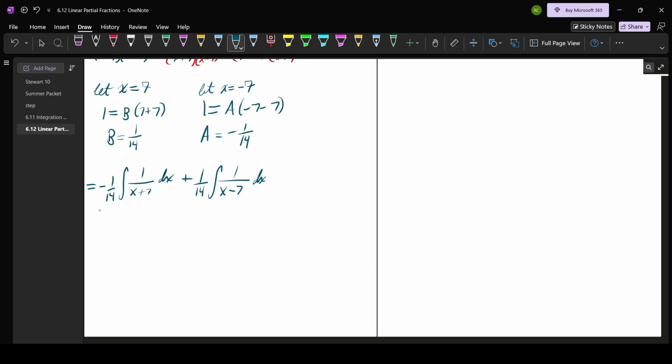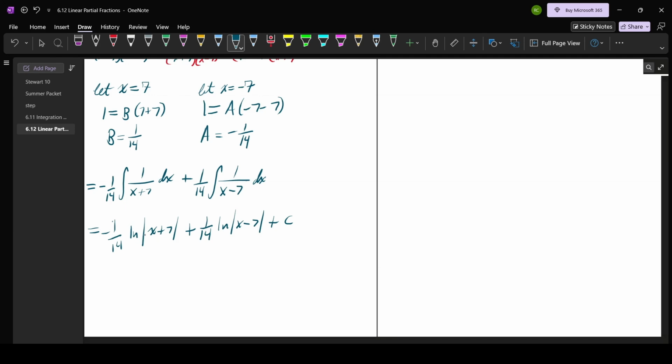If you're in Calc BC, you should already know the integral of 1 over x plus 7 is just the natural log of the absolute value of x plus 7. Same thing, 1 over 14, natural log of absolute value of x minus 7 plus c. Now you could leave it like this. If you look at the answer key, it looks a little bit different. So I'll show you how to go from this correct answer to the answer in the answer key.